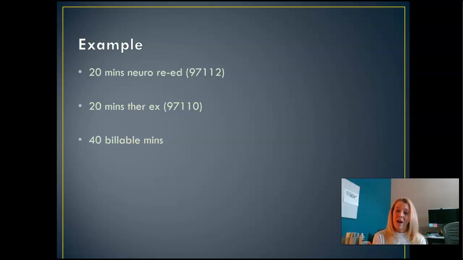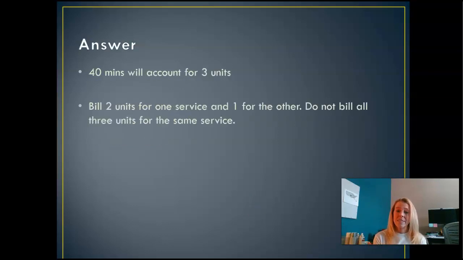So now we need to figure out, where do we bill 2 units, where do we bill 1 unit? So the correct answer is, again, we can bill 3 units, so bill 2 units for one service and 1 for the other. Just don't bill all 3 for the same. So just knowing what I know, I would bill 2 for neuro re-ed and 1 for TheraX, because neuro re-ed does usually reimburse a little bit higher. And since you spent the same exact amount of time on both of them, you can legitimately do that.